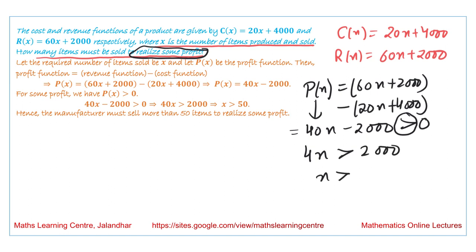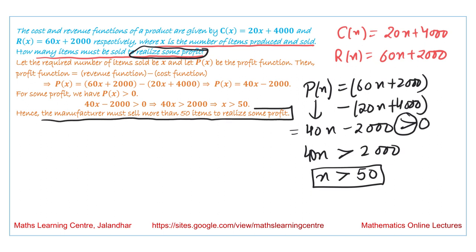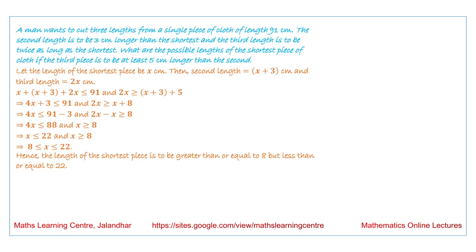So the value of x we get is greater than 50. We are saying that the manufacturer must sell more than 50 items to realize some profit, otherwise he will not have any profit.